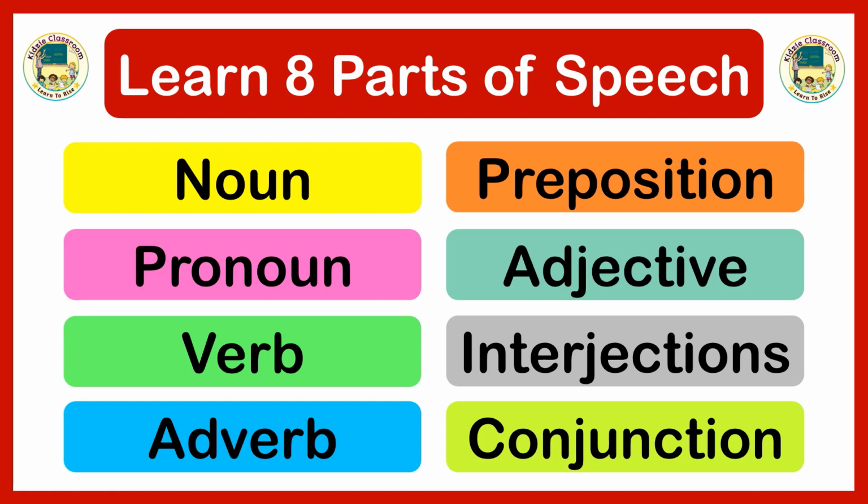So let's learn together. There are 8 parts of speech. First one is called noun, second is pronoun, third is verb, fourth is adverb, fifth is called preposition, sixth is adjective, seventh is interjection, and last is conjunction. Now we will learn each one by one with example.